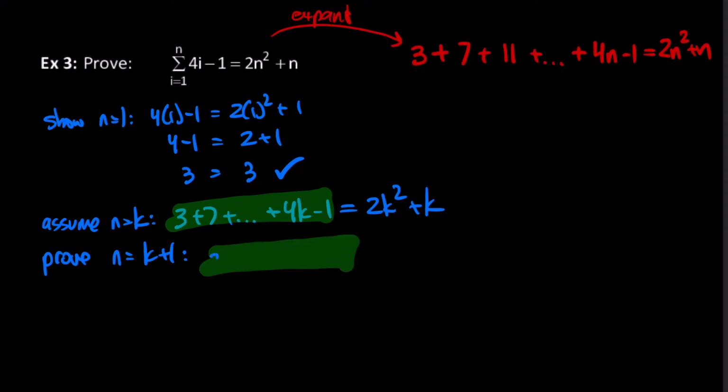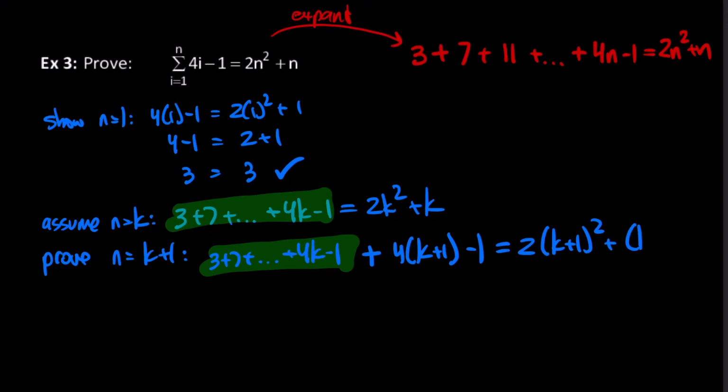All right, so that's going to be 3 plus 7 plus dot, dot, dot, plus 4k minus 1, plus the k plus 1 term. So this is where the substitution might get a little bit tricky. This is 4k minus 1. Instead of the k, you're going to put in a k plus 1. So that'll look like this: 4 parentheses, k plus 1 minus 1. And then over on the other side, this gets replaced with a k plus 1 in parentheses. Then you're going to square it. Okay, so that gives me 2 parentheses, k plus 1 squared plus k plus 1.